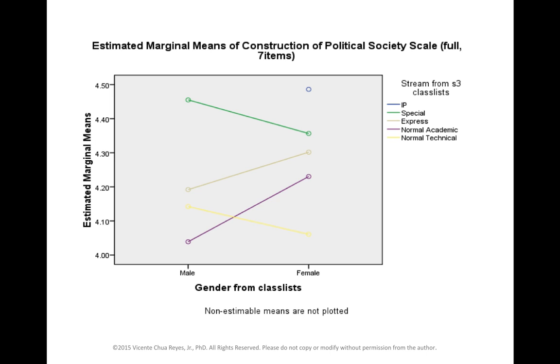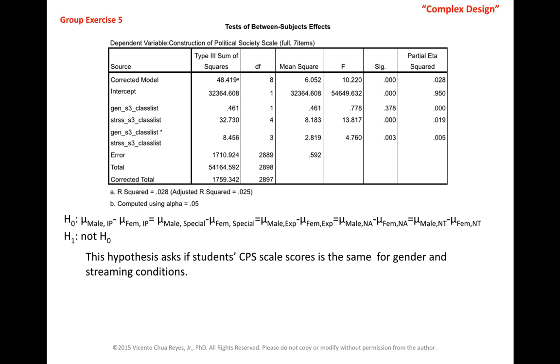This is another way of looking at the table, but using colored lines to make it more visually interesting. You have male, female, and the colored lines representing the streams. You can see how the females score higher than the males in almost all respects except for the normal technical, the yellow line, where you see that the females score lower compared to their male counterparts. Now, we're looking at a complex design.